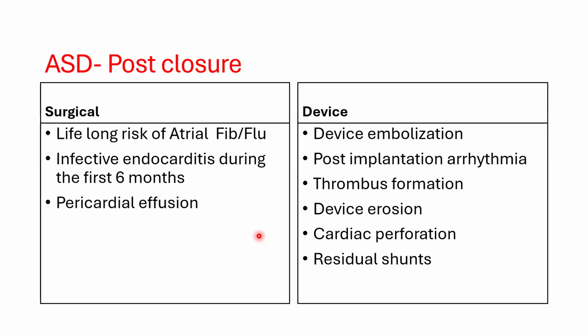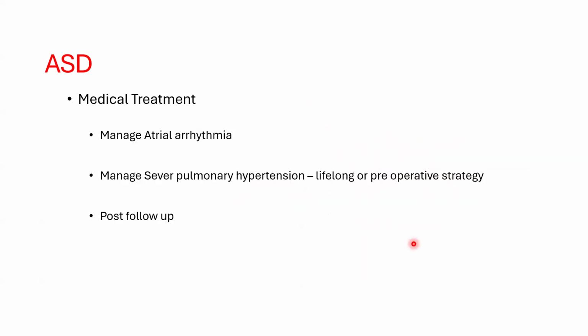So post-ASD closure has some long-term problems that we need to pay attention to. Surgical closure of ASD still leaves you at a lifelong risk of atrial fibrillation and flutter. Within the first 6 months, you can also be at risk of infective endocarditis as well as pericardial effusion. Where the ASD is closed with the device, the typical complications of device insertion are also present, such as embolization. But also importantly for ASD is still the risk of arrhythmias, thrombus formation, device erosion into the surrounding structures, especially the aorta, cardiac perforation, and residual lesions.